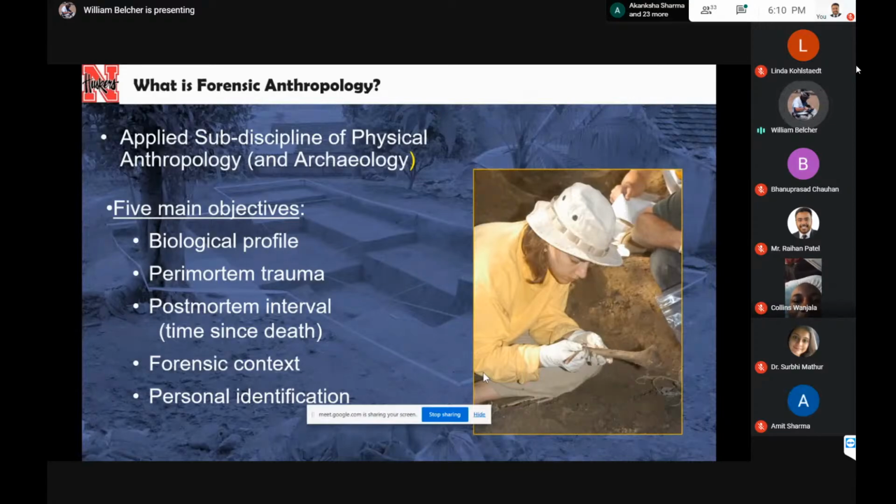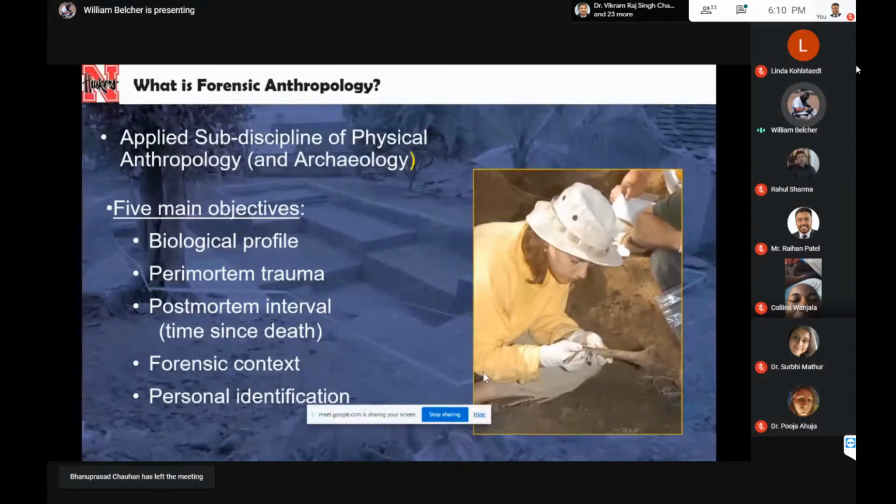First, establish the biological profile that we can compare to personnel records or medical records or interviews of a person. Second, perimortem trauma, what happened at the time of death. Third, post-mortem interval, how long has this person been dead? That's one of the first questions I usually get asked when we're doing excavations by my police and constabulary colleagues. They want to know, how long has this person been dead? And so this is a really important part of forensic archaeology and forensic anthropology research.